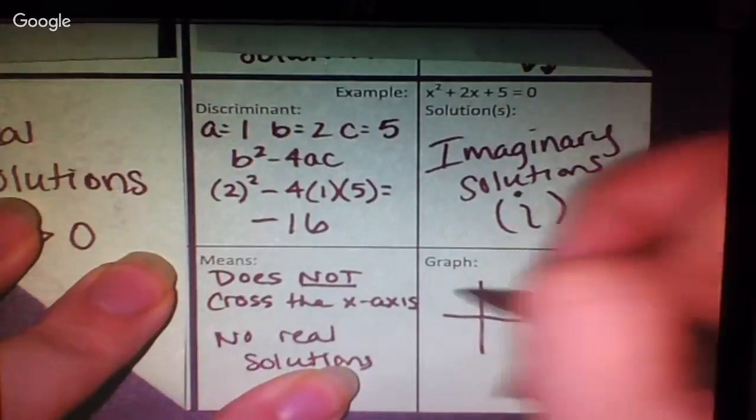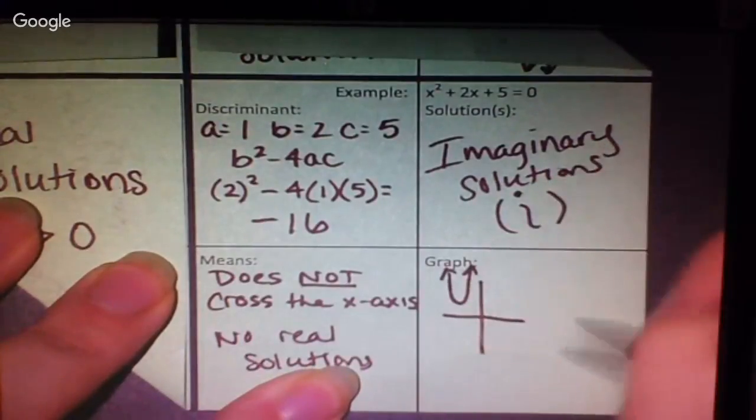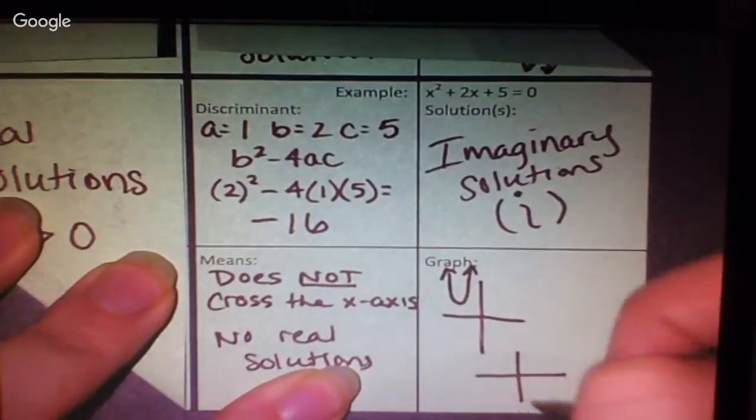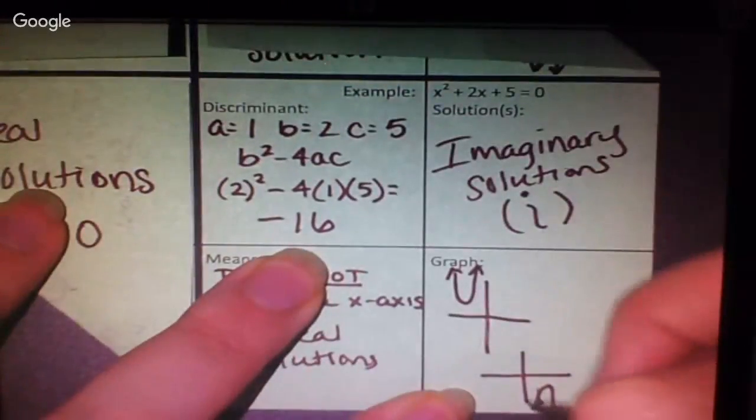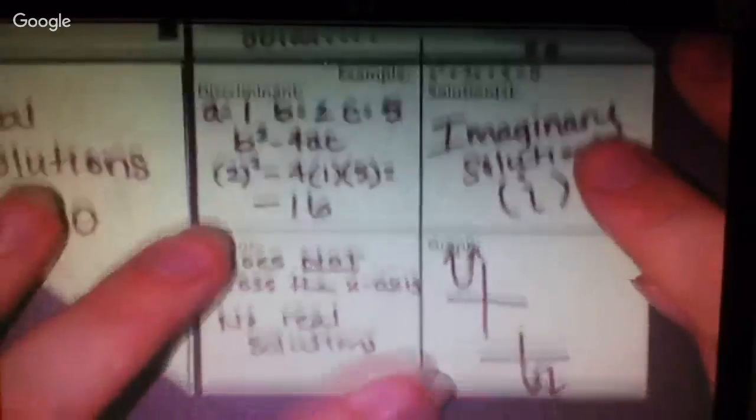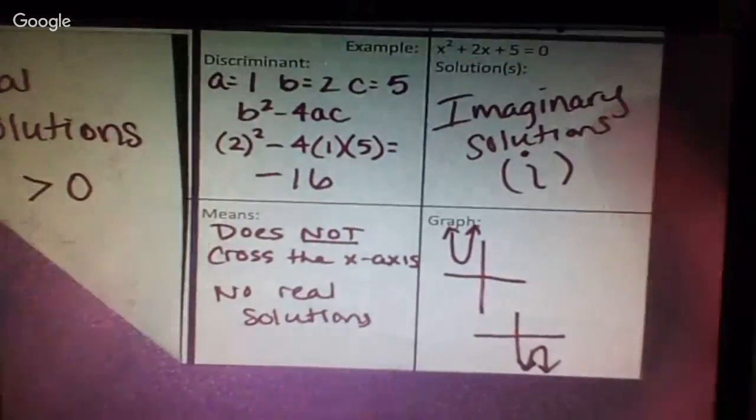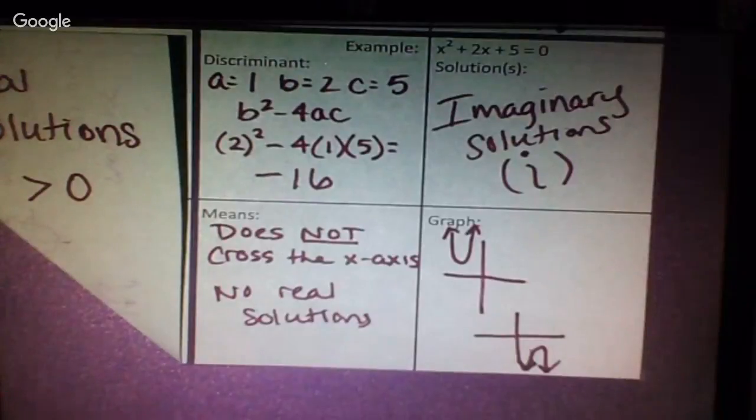Okay, so your graph looks something like this. Or like this. Okay? If it's an upwards facing U, it will always be above the x-axis if you have no real solution. If it's a downward facing parabola, it will always be below the x-axis and it will never touch. So can you be the opposite from the U facing downwards? Nope. No, because then it would cross the x-axis.